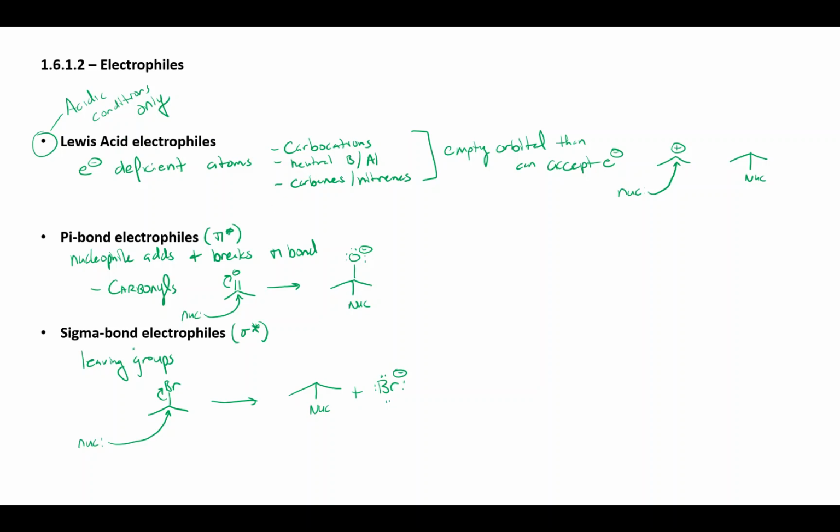Pi bond electrophiles and sigma bond electrophiles, you can think of lots of examples of them existing in basic conditions or acidic conditions, right? We've done carbonyl reactions under both basic and acidic conditions. We've done SN1 and SN2 reactions, sigma bond electrophiles, under both acidic and basic conditions. So acidic and basic conditions don't really matter for pi bond electrophiles or sigma bond electrophiles, but for Lewis acid electrophiles, they do. And so if we see that our reaction is under basic conditions, we can cross out a category right off the bat.